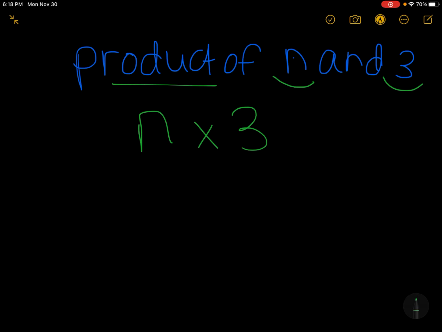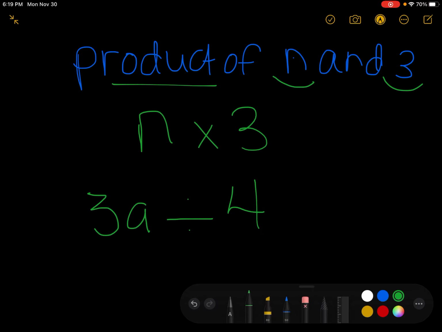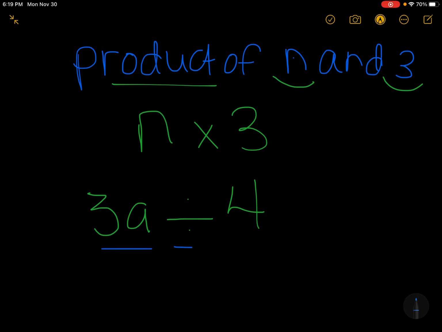Maybe you're going to see something that says the quotient when 3a is divided by 4. Quotient means divide. The quotient when 3a is divided by 4. So if we went back and we read this, we would say 3a divided by 4. It translates as an expression the same way that the words do that we just read.